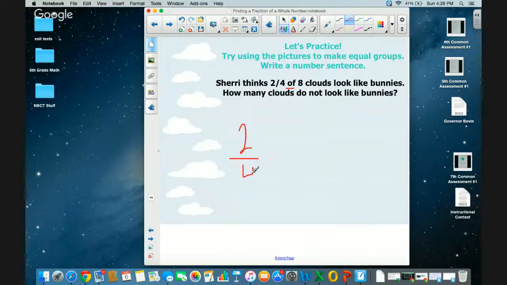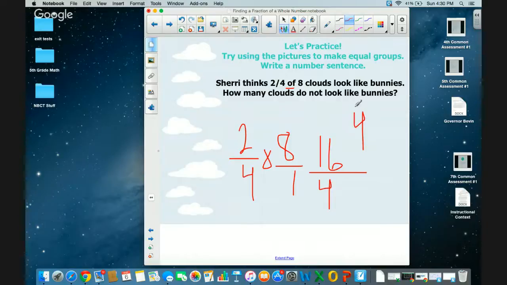First of all, 2/4 of 8. That's a whole number, it'll be over 1. Now that'd be 16 over 4, which equals 4. Now, 16 over 4 divided by 4 is 4. Now, this is kind of tricky. How many clouds do not look like bunnies? She had 8 clouds. It said 4 clouds looked like bunnies. That means 4 clouds also didn't look like bunnies. Okay?